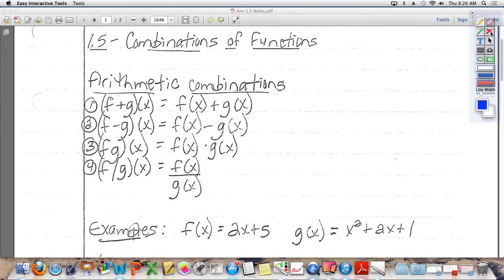If you are subtracting the functions, f minus g of x, you take the first function, f of x, and subtract g of x from it. We'll go over an example of that also. F times g of x just means you take the 2 functions and multiply them. F divided by g of x just means you take the 2 functions and divide them. I don't think that's a huge deal. That's probably going to be pretty easy for you guys to work through.